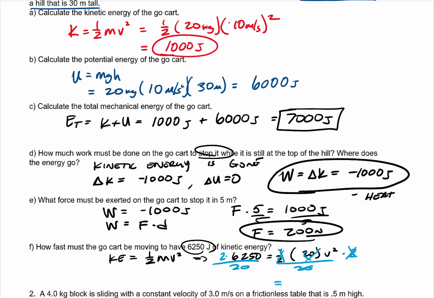And that tells me that velocity squared is equal to 1,875. And so in order to get the velocity, we have to square root both sides. And so that velocity comes out to be 43.3 meters per second.